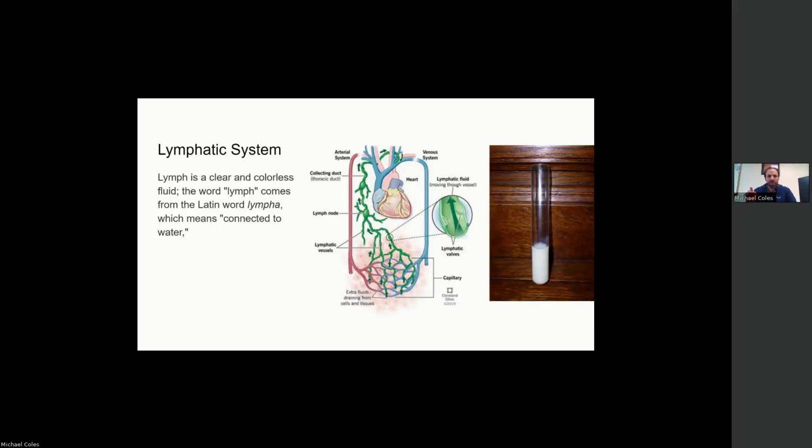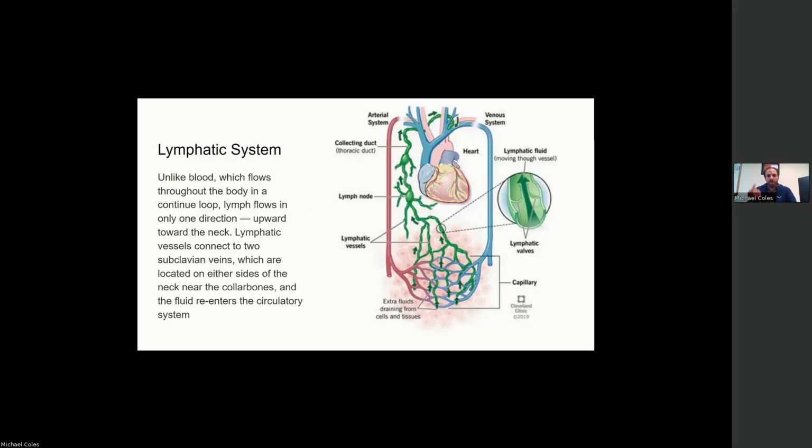Unlike blood, which flows through the body in a constant loop, lymph flows only up the body towards the neck. So you have lymphatic vessels that are connected to subclavian veins. So sub meaning below, clavian referring to the clavicle. So you have your right and left clavicle. So the vein is right under your clavicle, or collarbone, if you will. And then the fluid re-enters the system.